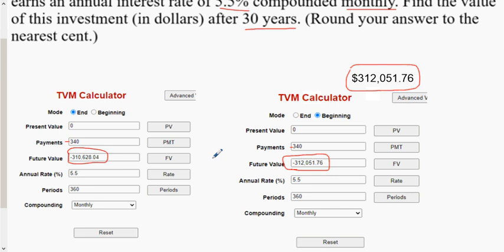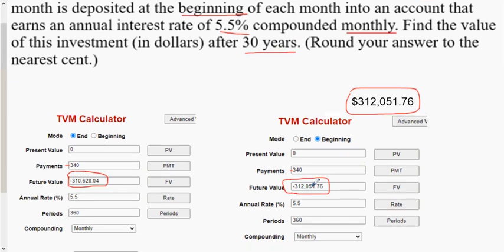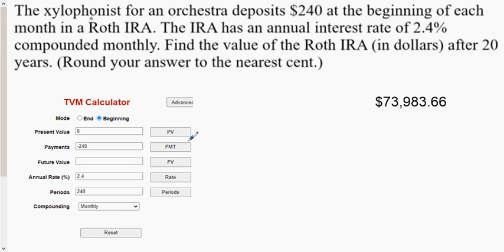But okay, so the difference is here we made the payment at the end of the month, and here we made our payment due at the beginning of the month. And this problem specifically says beginning, so you have to make sure that you do select beginning, and then that will get you this for the answer, $312,051.76. But by making your payment at the beginning of the month, you actually end up having not quite $2,000, about $1,500 more. And I talk about that in the other video, like what the difference between that is. Okay, but those are where the numbers would come from.